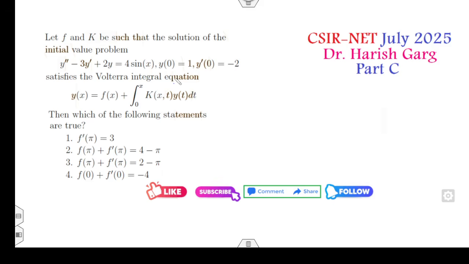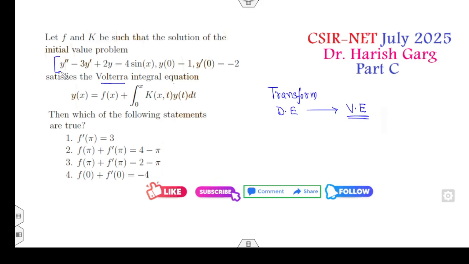Okay, look at the next one. It is part C again, and a differential equation is given to you, and your target is to transform the differential equation to the Volterra equation. Fine. Very simple. I can write this differential equation: y double dash plus 3y dash plus 2y equals 4 sin x. Fine. This is my differential equation.